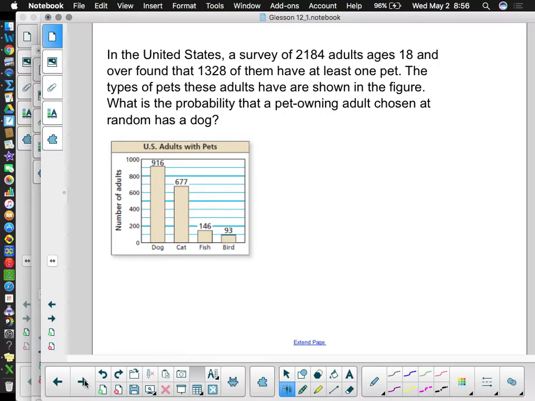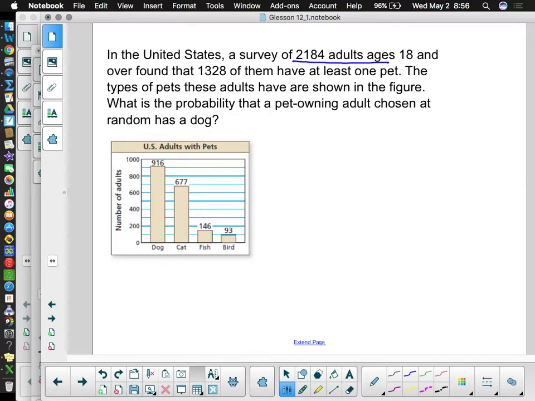And one simple problem to finish up. It says 2,184 adults were surveyed, so that's good to know, so I don't have to add up the individual columns. It says 1,328 of them had pets, had at least one pet. The types of pets are shown in the figure. What is the probability that a pet-owning adult chosen at random has a dog?